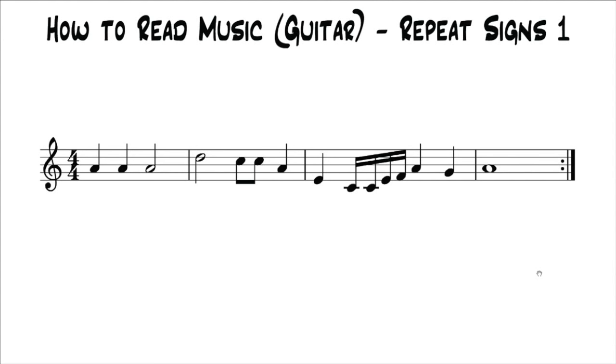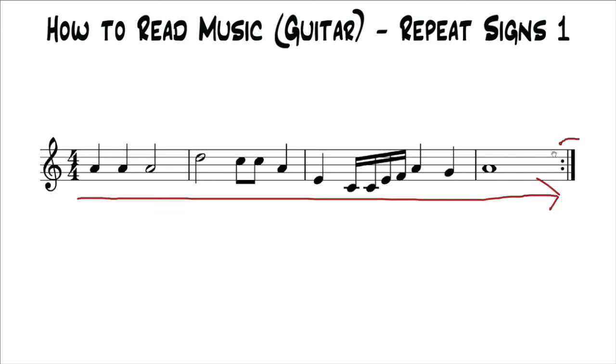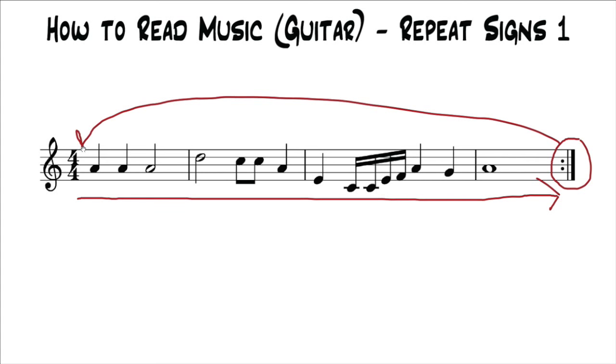So the first repeat sign we're going to look at looks like this, and this is an end repeat sign. If you were to read this, you would start down here at the beginning, obviously, and read from left to right. Then once you hit this end repeat sign, you would go all the way back to the beginning and go again. And then that second time through, you would end. So you go through one time, you hit the repeat sign, go all the way back to the beginning, and then go through one more time. And that's what that sign means.